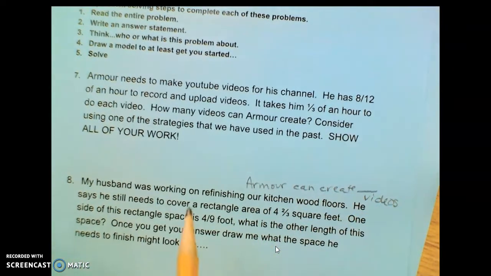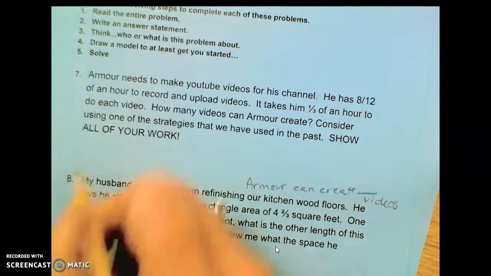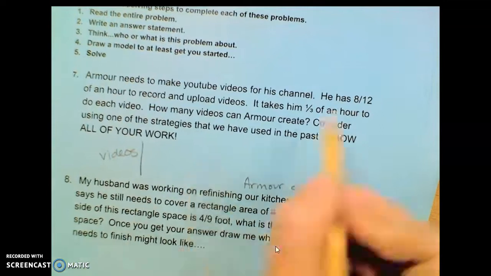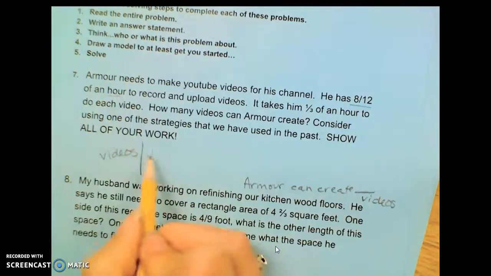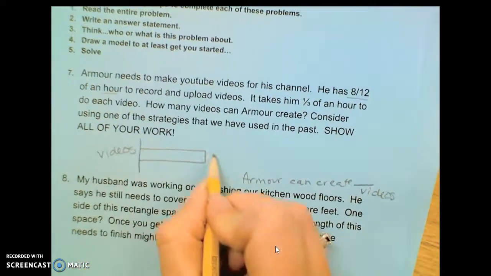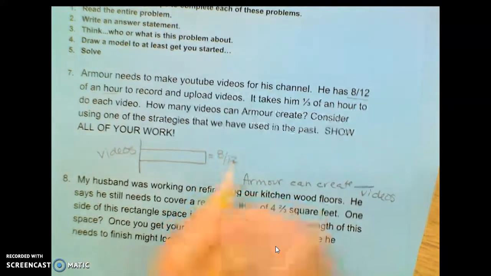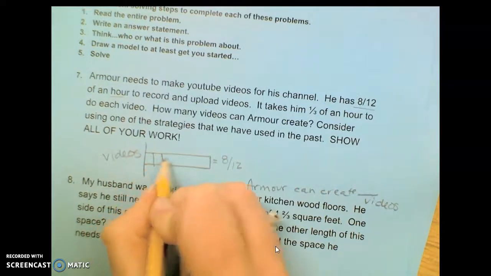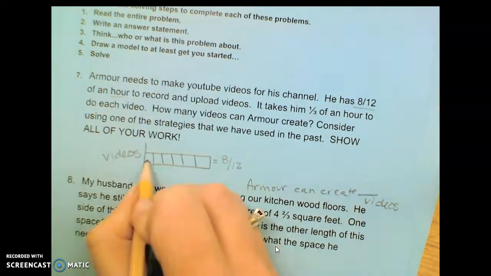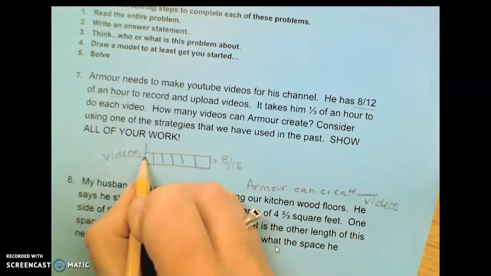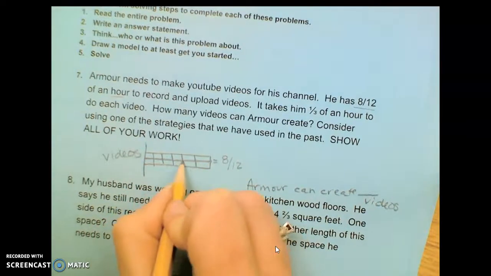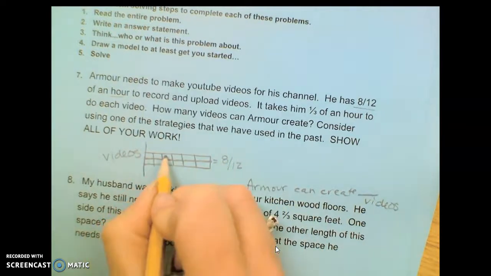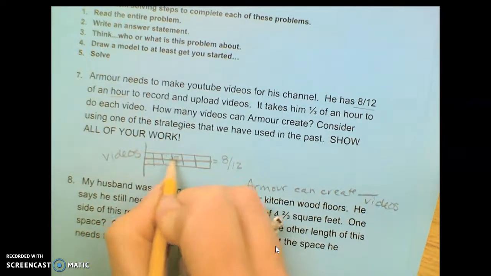So then, who or what is this problem about? It's about videos. What do I know about those videos? I know that he has 8/12 of an hour. That's his total. So when I'm looking here, 8/12 is the total amount. So I'm going to break this into 12s. I broke that into 6 pieces and then cut it in half. So there's 12, but I really only have 8 of them. 1, 2, 3, 4, 5, 6, 7, 8. So I have that.